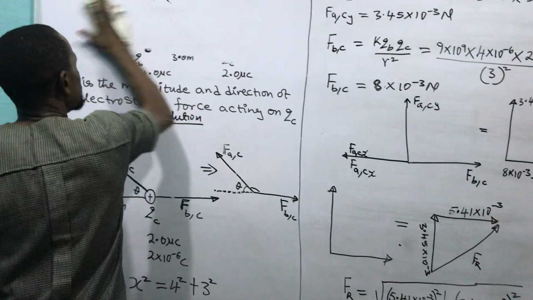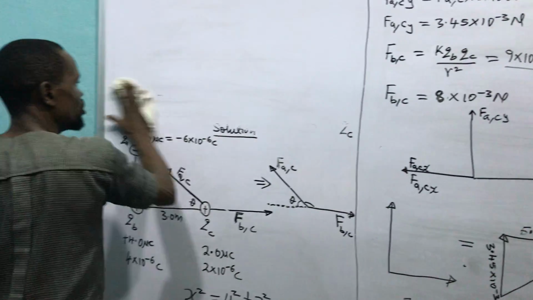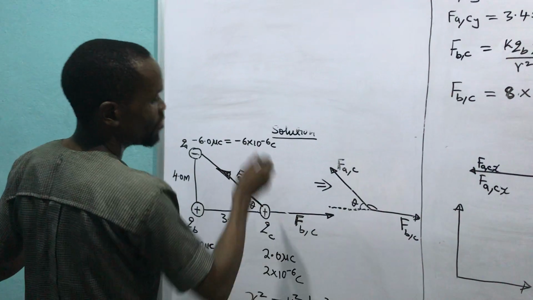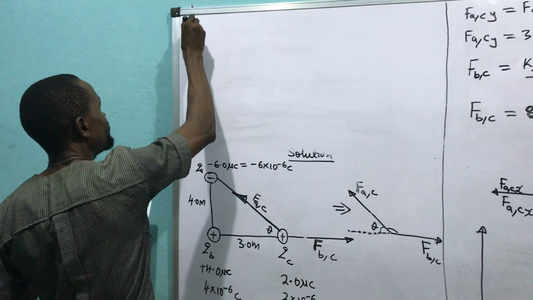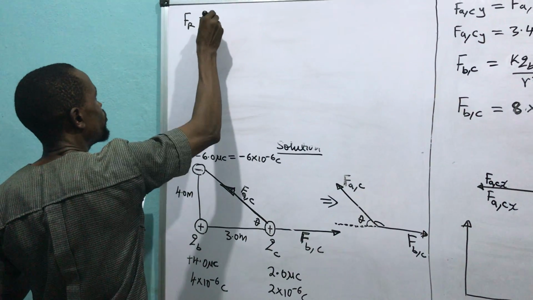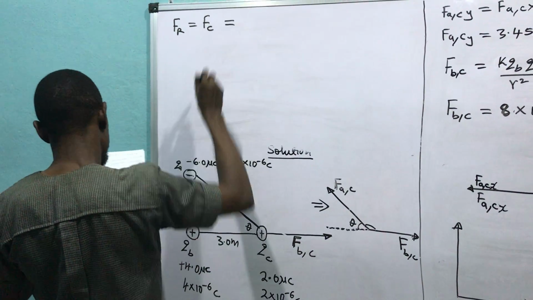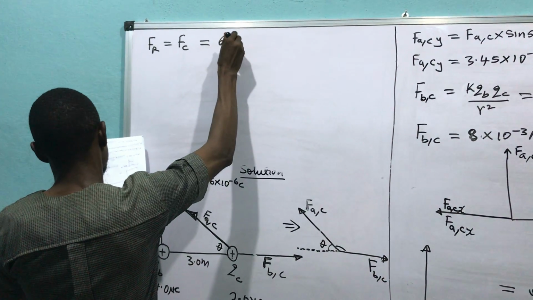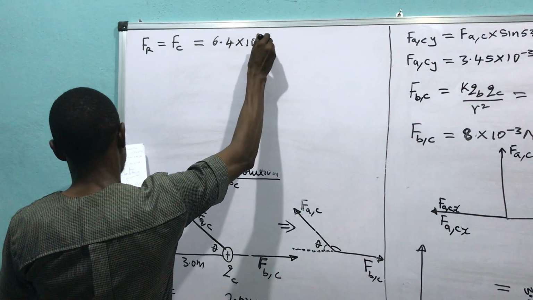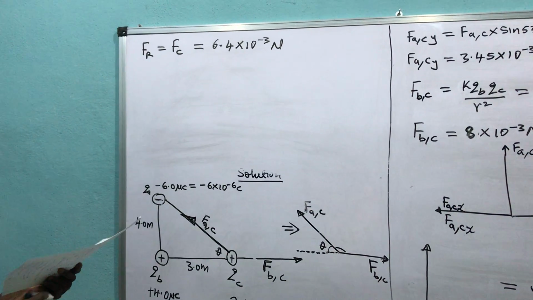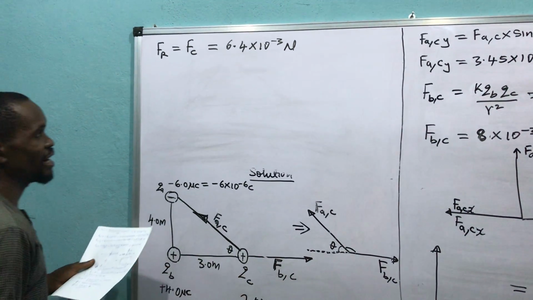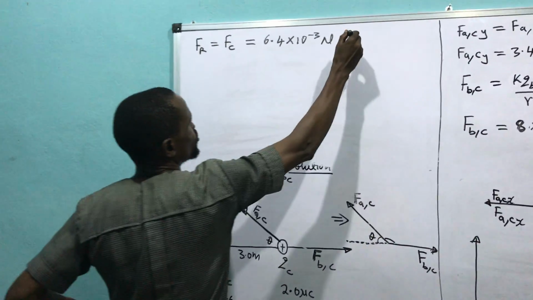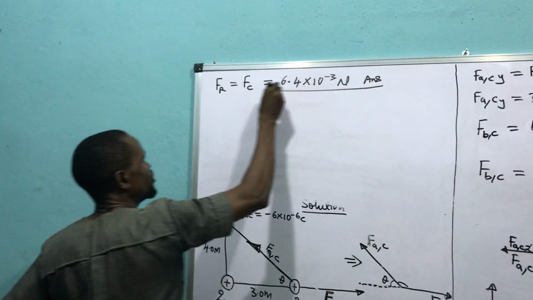Let me clean the equation so that we'll be able to use this here to complete what we are doing. So I'll have that the net force, which is FR, the force on Q3, is equal to, when you do that, 6.4 times 10 raised to the power minus 3 Newton. That's what we are going to have according to my own calculator. If you use your calculator, it will tell you something. And that's the force on Q3.